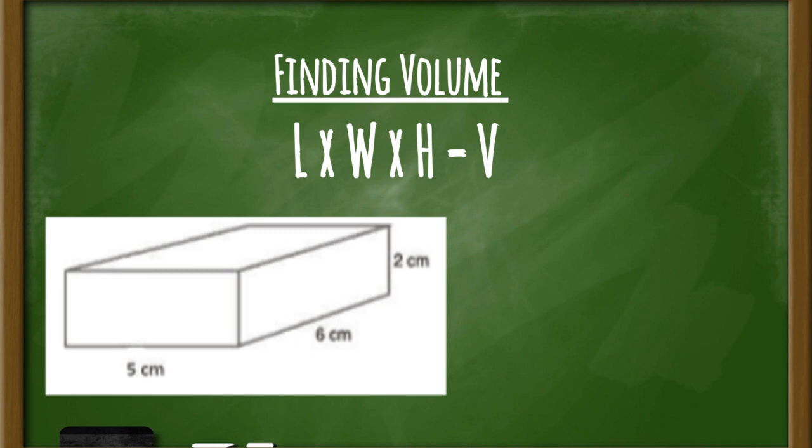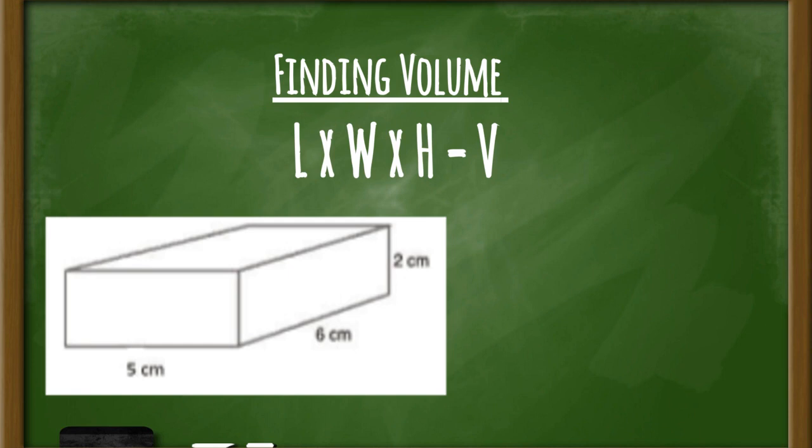Now that you have it on your whiteboards, read it with me. Read it as what the letters represent. Listen to me first, and then we'll read it together. Volume equals length times width times height. Say that with me. Volume equals length times width times height.